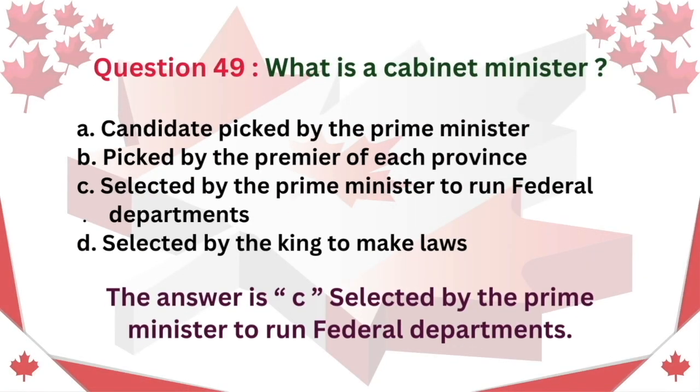Question 49. What is a cabinet minister? A. Candidate picked by the Prime Minister. B. Picked by the Premier of each province. C. Selected by the Prime Minister to run federal departments. D. Selected by the King to make laws. The answer is C. Selected by the Prime Minister to run federal departments.